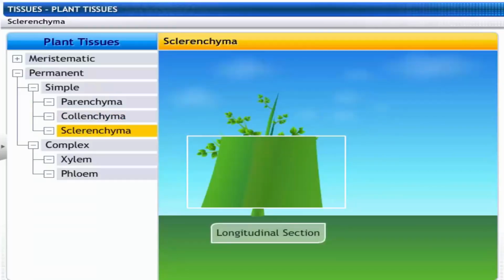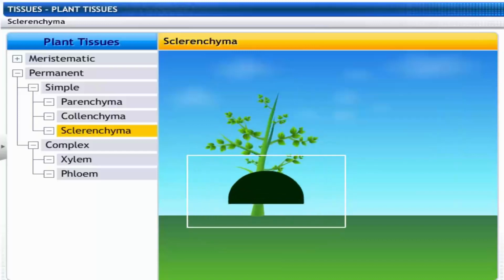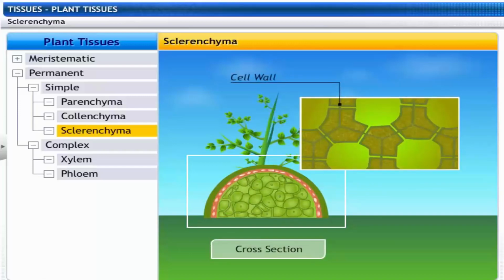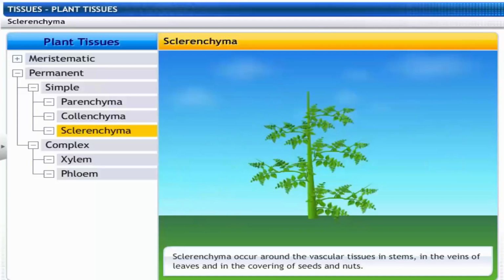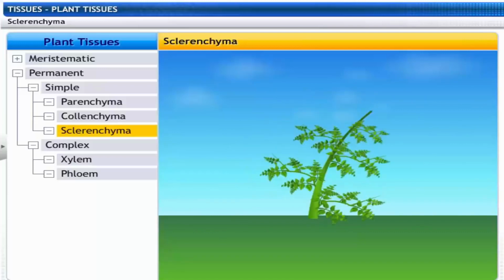These are sclerenchyma cells, the third type of simple permanent tissues. These are long, narrow cells with no intercellular spaces. Sclerenchyma is a dead cell with deposition of lignin in the cell wall. They occur around the vascular tissues in stems, in the veins of leaves, and in the covering of seeds and nuts. These tissues provide strength to the plant.